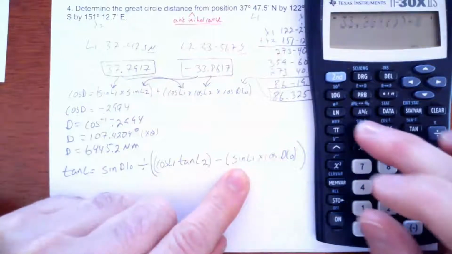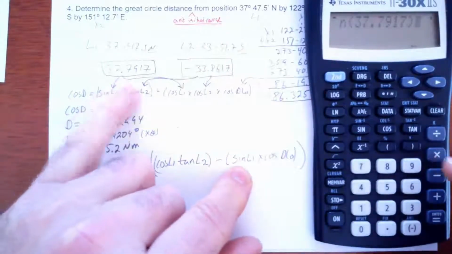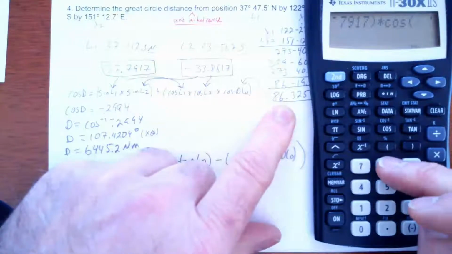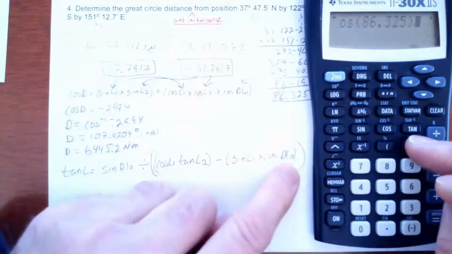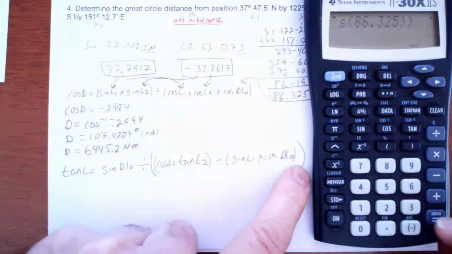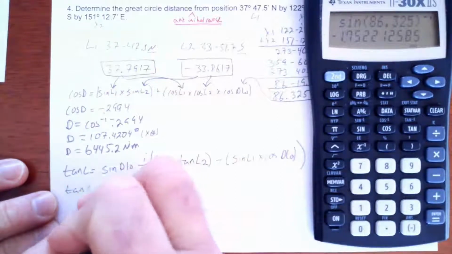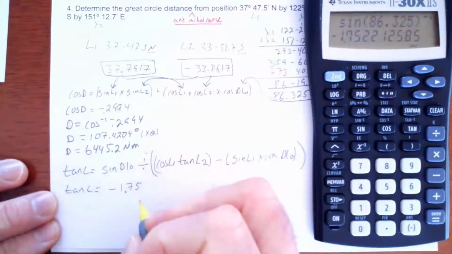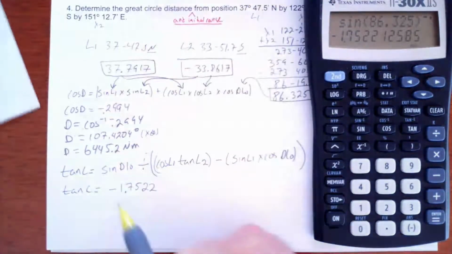So it's sine of L1, so I'm going to go sine of 37.7917, close that parentheses, times cosine of D low. Okay, so now I got to switch to this one, and that is 86.325. So I got to put a parentheses to close the cosine. Then I need a parentheses to close the whole bracket, and now I hit enter. And what I'm getting now is that tan C equals negative 1.7522.